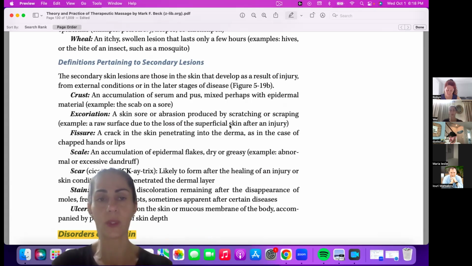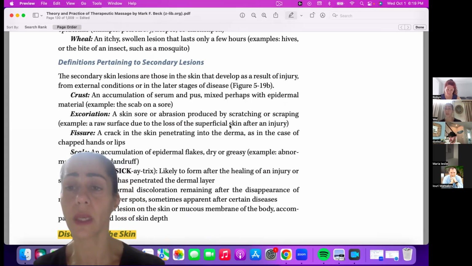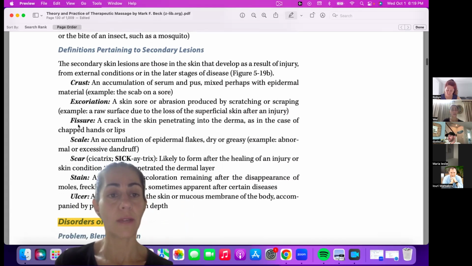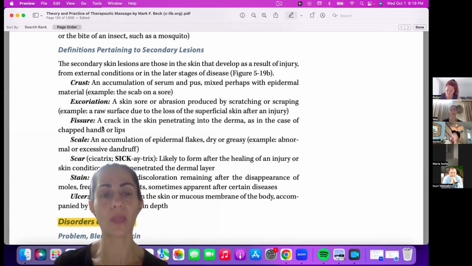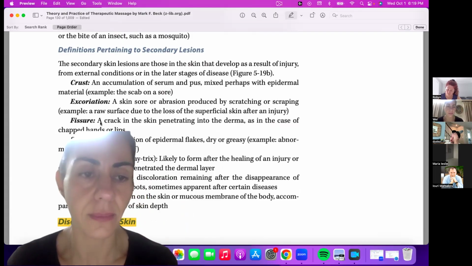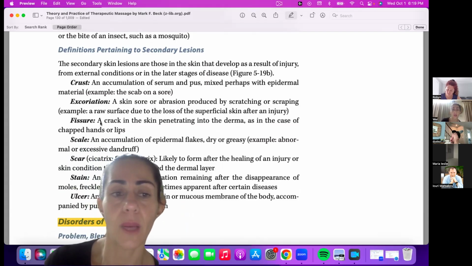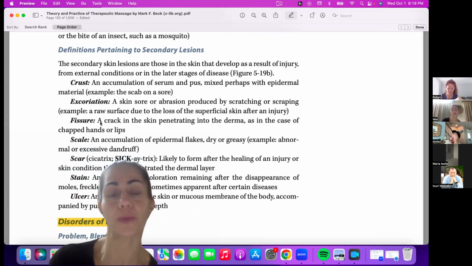So you probably have a whole scratch of the epidermis, dermis and the epidermis. Okay, fissure, something like that, a crack in the skin penetrating into the dermis, as in the case of chapped hands or lips. So nothing really serious. Scale, an accumulation of the epidermis flakes, dry or greasy, abnormal or excessive dandruff.